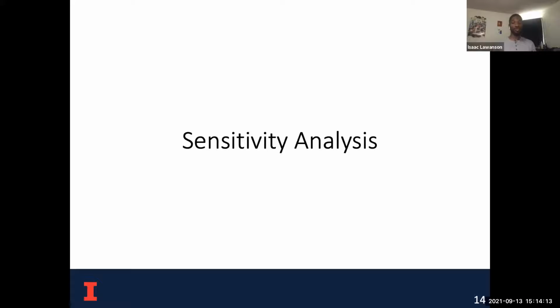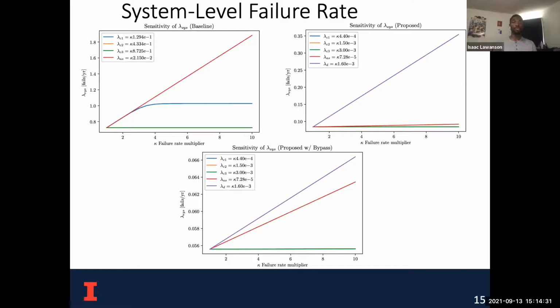And then onto the milestone that I worked on as well, which was sensitivity analysis, and this will tell us which components have the most impact on the failure rate and the availability of all those converter architectures. So this is looking at the system level failure rate and what impacts it the most. On the top left, we have the system level failure rate of the baseline. On the right, we have the system level failure rate of the proposed architecture. And at the bottom, the failure rate of the proposed architecture with bypass.